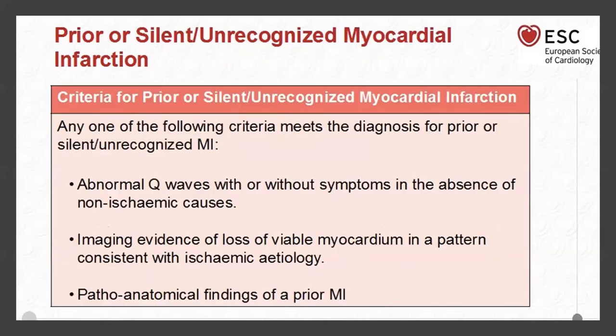So just still going through prior or silent unrecognized myocardial infarction criteria. The criteria is anyone with the following: if they have abnormal Q waves with or without symptoms in the absence of non-ischemic causes, if you have imaging evidence of loss of viable myocardium in a pattern consistent with an ischemic etiology, or if you have a pathoanatomical finding of a prior myocardial infarction.